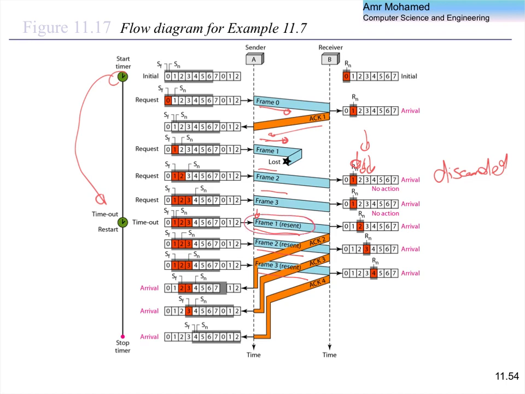So this is the main disadvantage for Go-Back-N, that all these frames have to be resent even though frame 1 is the only one that's lost.